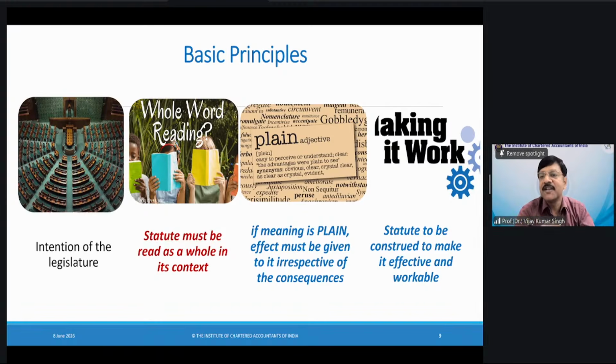So it is in order basically. You start with intention of the legislature. You see what legislature meant. Second, you see statute as a whole. You don't see it in parts. Third, if the language is plain, you just apply it. You don't worry about the consequences. Fourth, if there is some confusion or ambiguity, you try to make sense of that particular law. So these are the four main principles of interpretation. Any question till this point? These four rules, have you got it? Have you got the clarity?